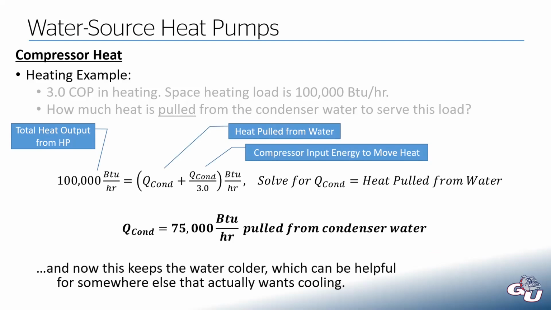And now this keeps the water a bit colder because we've taken 75,000 BTUs per hour out. And if there are other heat pumps in the building that actually want to cool their spaces, this helps them.